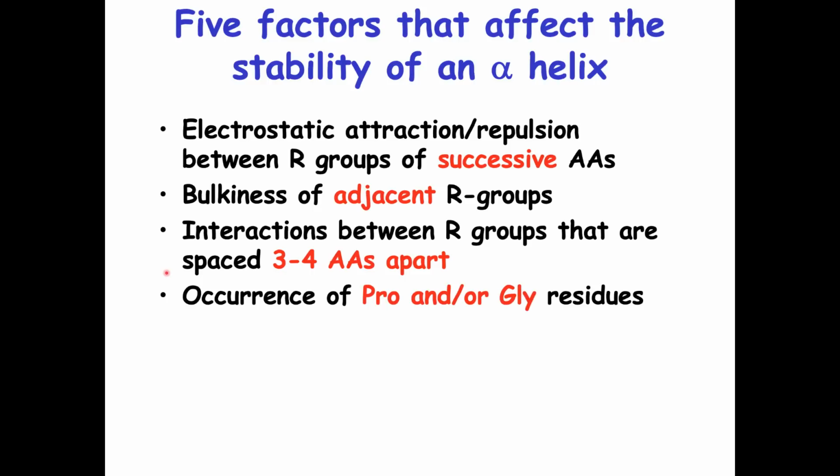The occurrence of prolines and or glycines also influences helix stability, and so it makes sense that proline is not often found in helices because it's got that really large bulky side chain. But interestingly enough, we also don't see glycine residues in helices, and one of the reasons is that it's just too flexible. It's almost floppy, so it doesn't provide enough support to the structure.